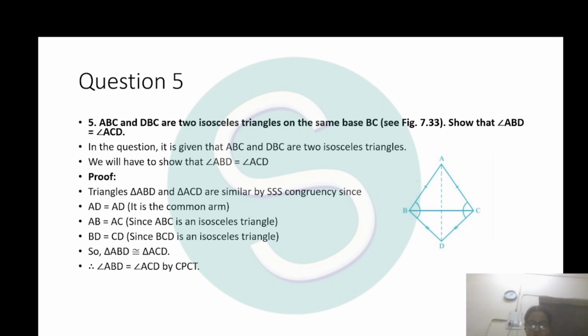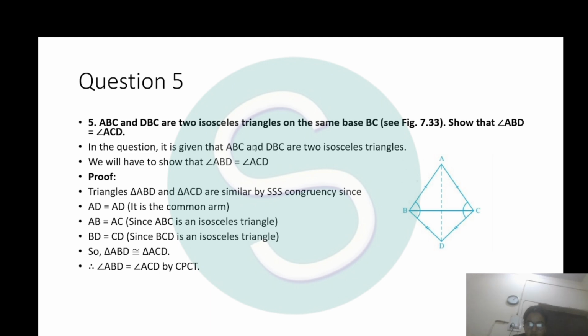So, students, now we will move to question 5th, which says that ABC and DBC are two isosceles triangles on the same base BC. So ABC and DBC are two isosceles triangles on the same base BC, and we have to show that angle ABD and angle ACD are equal. So how can we prove it?